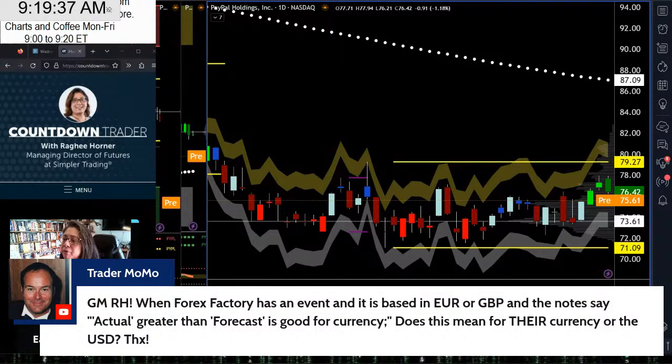Trader Momo asks, when the Forex Factory has an event and it's based on euro or pound and the notes say actual greater than forecast, is this good for the currency? It depends on the data, my friend. We can't just say a beat is always positive, right? It depends on the currency. It depends on the monetary policy. But for the most part, if it's jobs, if it's growth, if it's the health of the consumer or some sort of retail metric, yeah, for the most part it would be considered bullish for the currency, bullish for the economy.